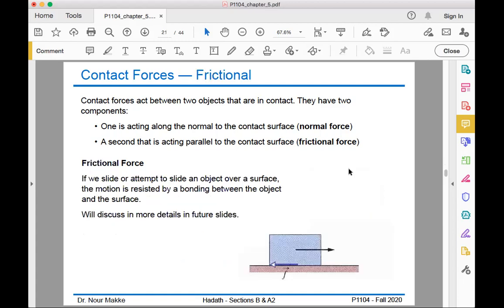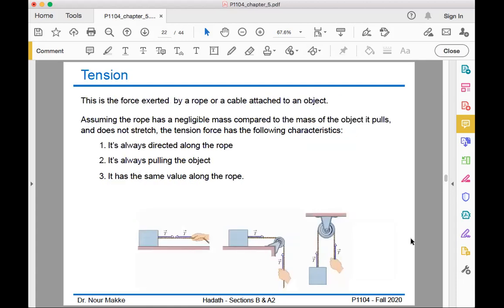The second type of contact force or component of contact force is what we call the frictional force. So for example, look at this figure here. If we slide or attempt to slide an object over a given surface, the motion is resisted by a bonding between the object and the surface. So that's what we call the frictional force, this force that opposes the motion or attempt to move an object. But we will discuss this in detail in the future slides.